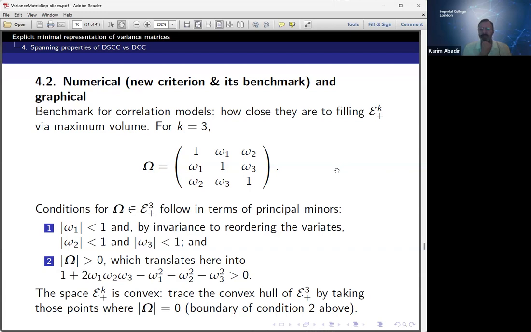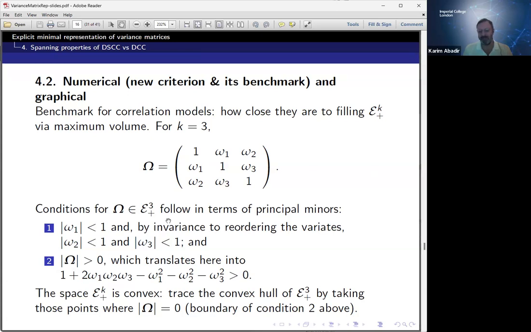So let's look at an Omega matrix, a correlation matrix that has ones on the diagonal. The off-diagonal correlation between the first and second component is omega 1, first and third is omega 2, second and third is omega 3. The condition for this Omega to be positive definite, not positive semi-definite, is in terms of the principal minors. For positive semi-definite, you need all the minors, not just the principal minors. So what is the condition?